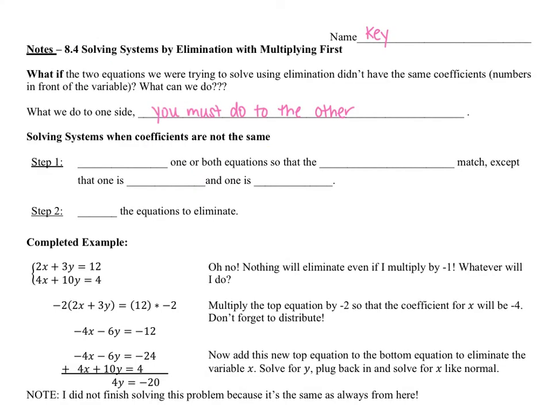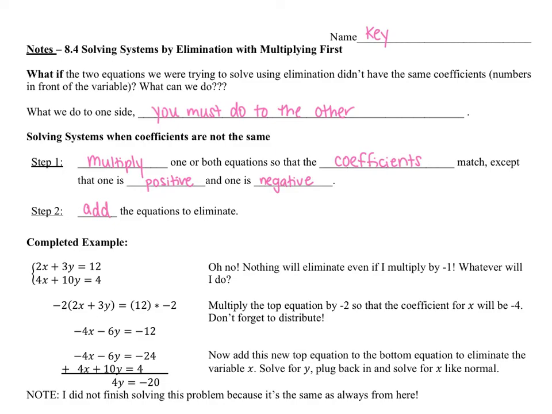So let's come back to our notes here and fill in what we just went over. So the step 1 is to multiply one or both. So that's going to be something that's a more advanced problem. You will do that all the time in algebra. Right now, we're going to pretty much stick to you only having to multiply one of the equations by something. So multiply one or both of the equations so that the coefficients, so the numbers in front of the variables, match, except that one is positive and one is negative. And then step 2 is to add the equations to eliminate, and then solve as you normally would.